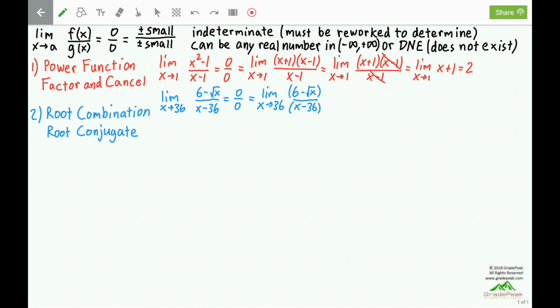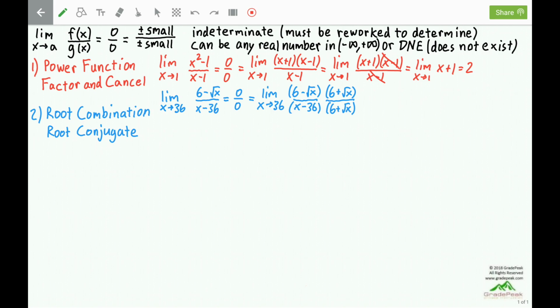Now the root conjugate, you look at the root combination, 6 minus root x, and you're going to have as the conjugate the same expression with the opposite sign between the terms. 6 plus root x will be the root conjugate here. And we're going to multiply the numerator and denominator by that root conjugate so that we have a form of 1, and we're not changing the value, we're just changing the look.